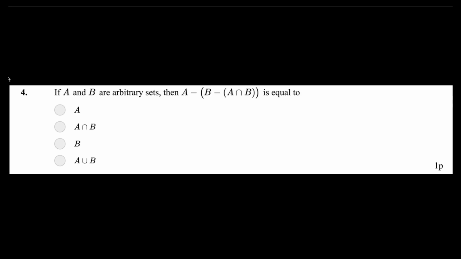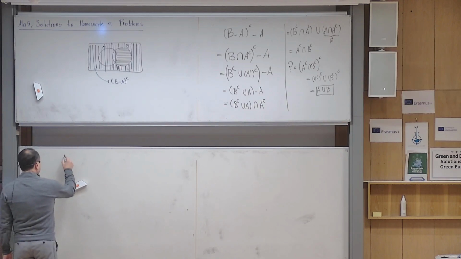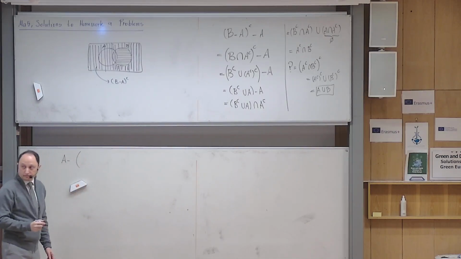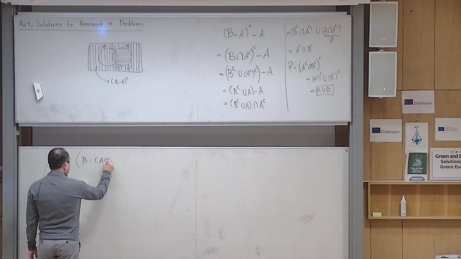Okay, so for example, if A and B are sets, then this set is equal to which one of them? Maybe the Venn diagram is very easy for this one. The other way around is much harder, but let us do this in both ways. So what the set is, A minus B minus A intersection B.